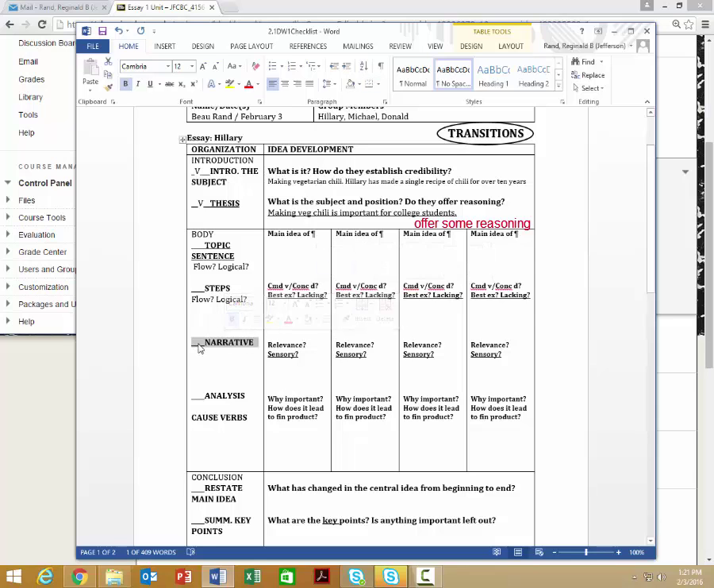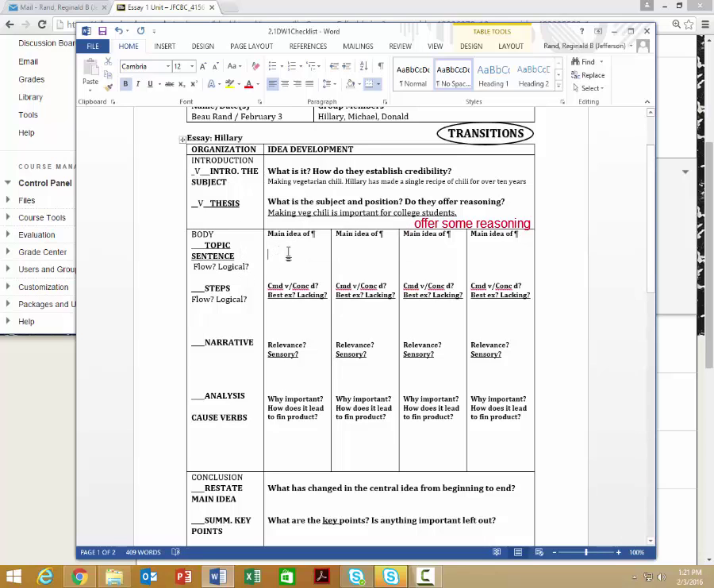We want to look and see if the author has used narrative in any of these paragraphs to help illustrate the process. And then we want to make sure that our author provides the analysis, which should be in every body paragraph, talking about why this step is important and how does it lead to the finished product. Finish I've abbreviated as fin here. All right. We also want to look for cause verbs and see if the author uses those.